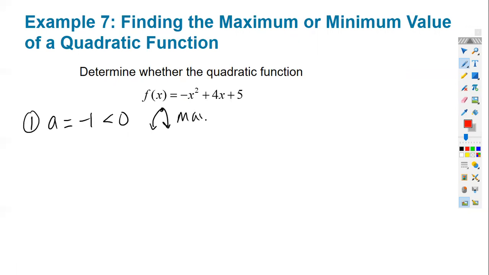Does that make sense? If A was greater than 0, then we would have a what? Minimum. Okay, so that's step 1. Then step 2 is to find your vertex.